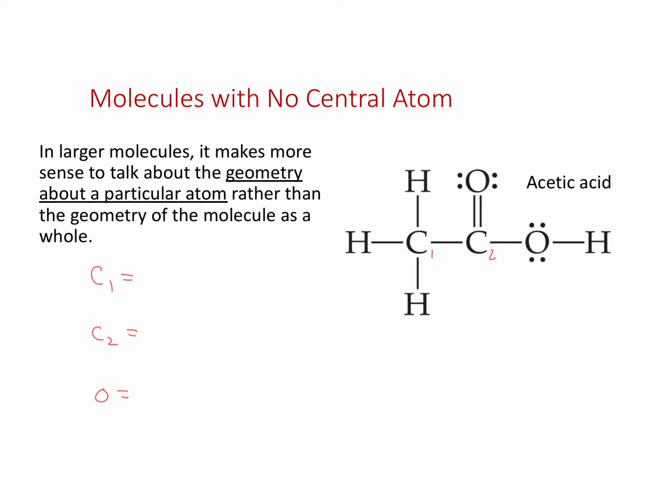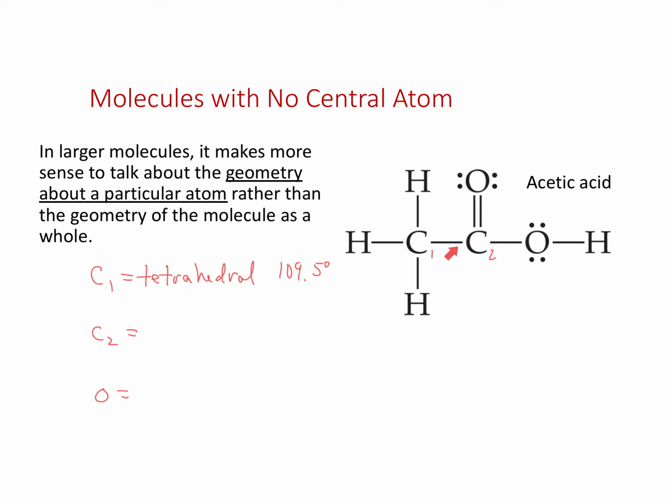So carbon 1 has 1, 2, 3, 4 electron domains, and all 4 of those electron domains are bonding. So because of that, it is tetrahedral geometry, and I'd have 109.5 degree bond angles.